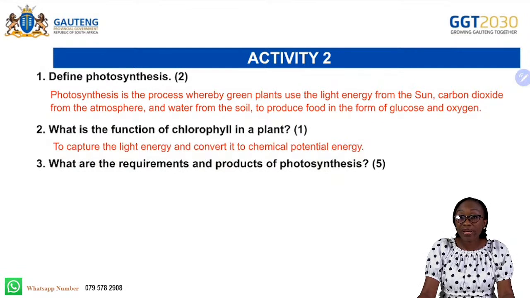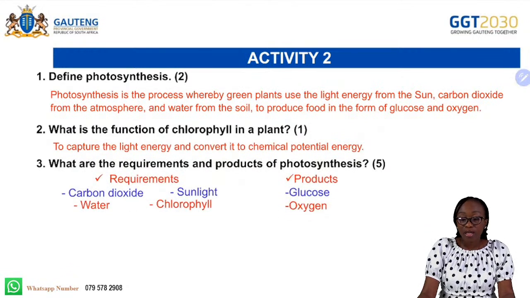And then to remember the requirements for photosynthesis, what do we need for that process? Right, the requirements are carbon dioxide, sunlight, water, and chlorophyll. And the products, what are the products for photosynthesis? They are glucose and oxygen. Glucose and oxygen. So give yourself 2 minutes to quickly copy down the corrections. Then after 2 minutes, we will continue with our lesson.